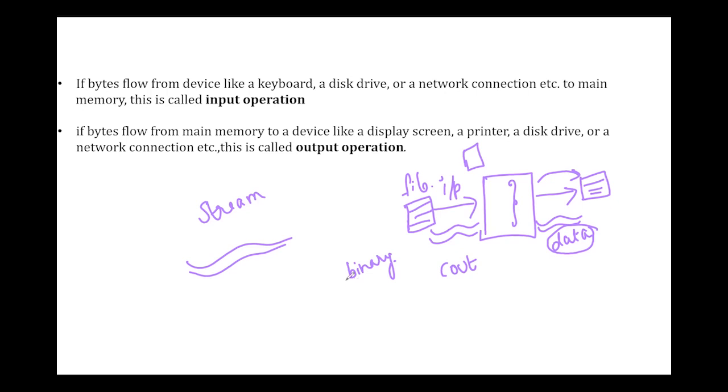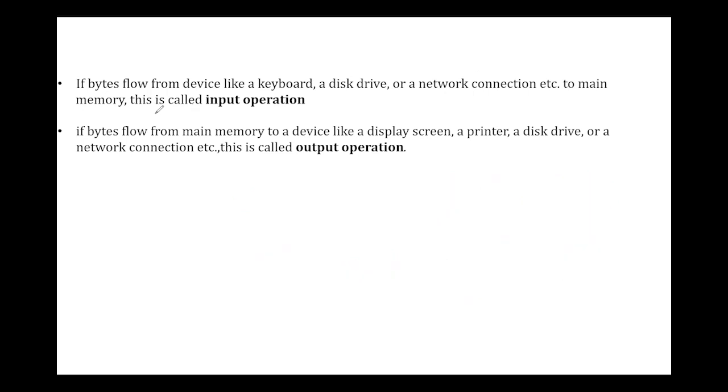Different streams are used to represent different kinds of data flow, such as whether the data is flowing into the memory or out of the memory. That is very important. So now let us see the definition. Now this is important.